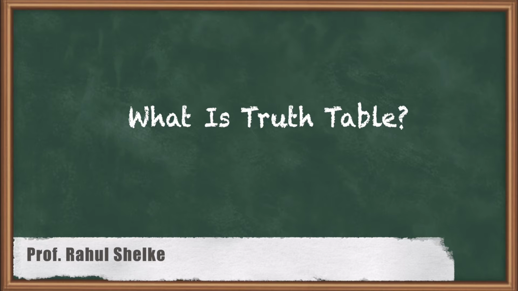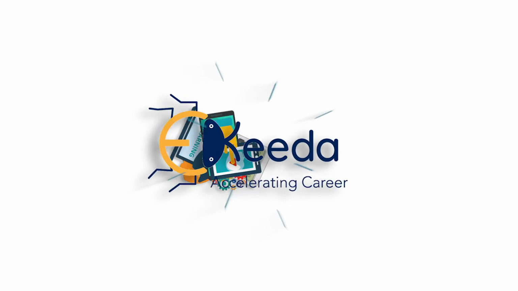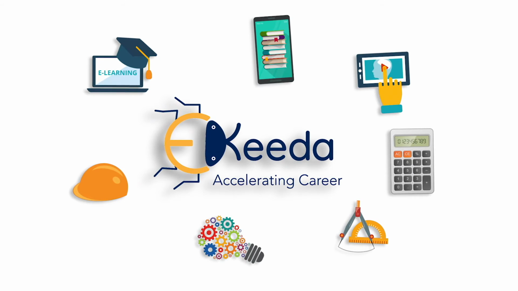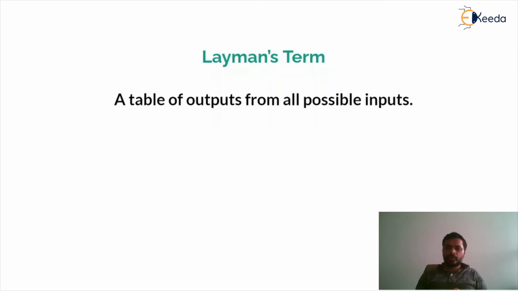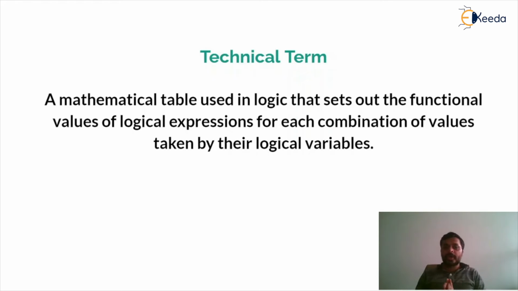So, what is a truth table? A truth table is nothing but a table of outputs from all the possible inputs. In technical terms, it's also called a mathematical table used in logic that sets out the functional values of logical expressions for each combination of values taken by their logical variables. So of course this looks a little bit complicated. So instead of digging more into this term, let's see practical examples of it.